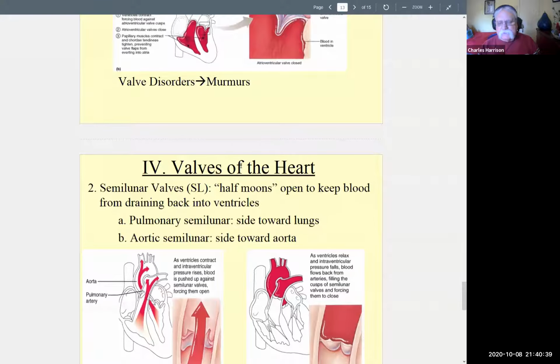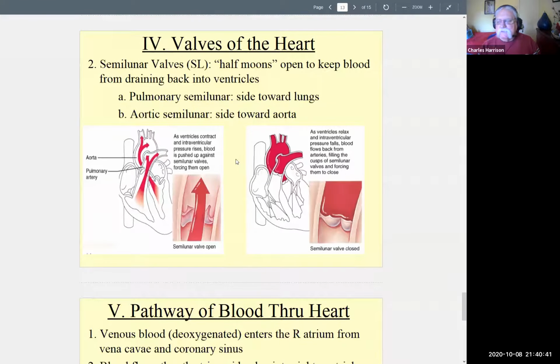The semilunar valves, some refer to them as half moons. The semilunar valves are getting a name change, it seems, in some of the books, but I think I see the ones that we are using coming back. The pulmonary semilunar valve would be located right here. It's also called the pulmonary valve these days. I will always use pulmonary semilunar.